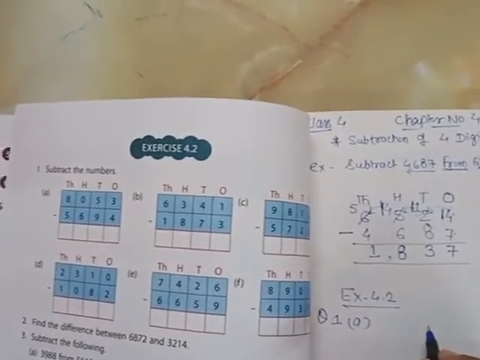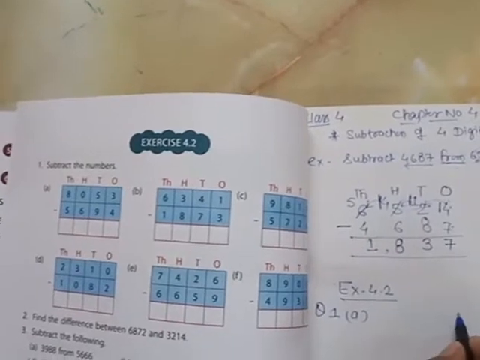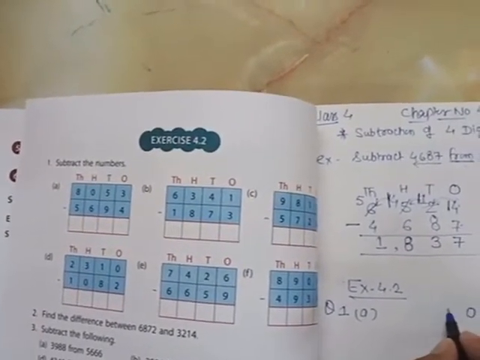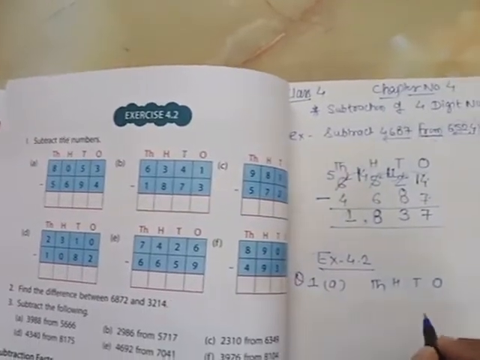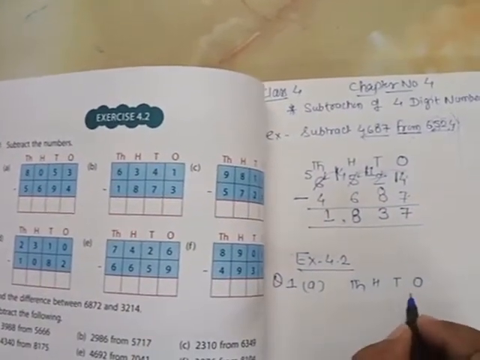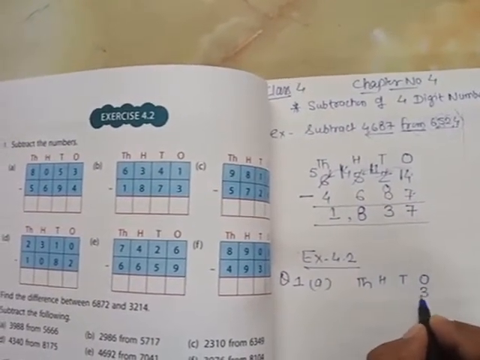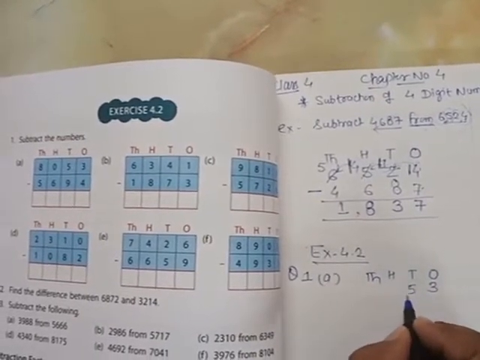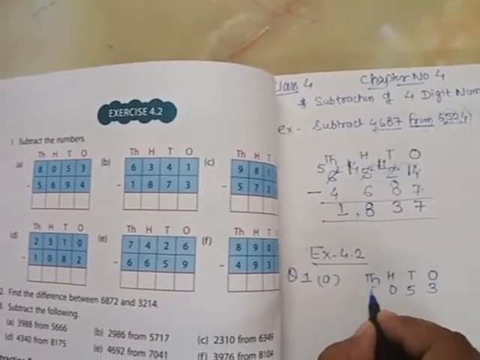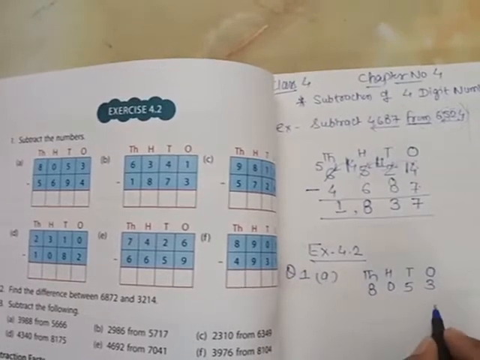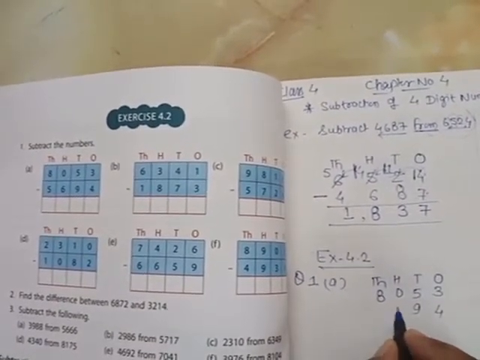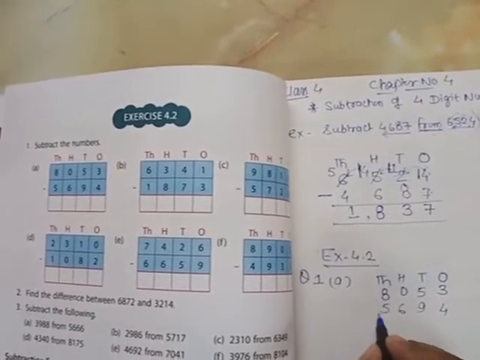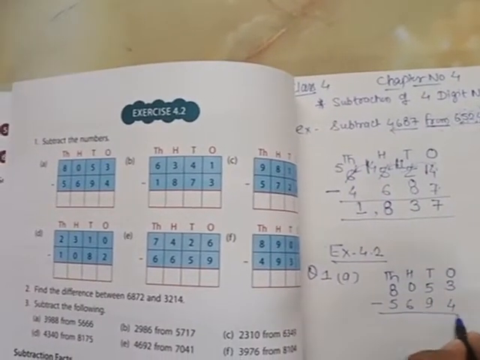What is the number we need to subtract? First we will arrange the numbers in their place values: ones, tens, hundreds, thousands. Okay, our number is 8053 and the subtrahend is 5694. We need to subtract. So let's start our subtraction.